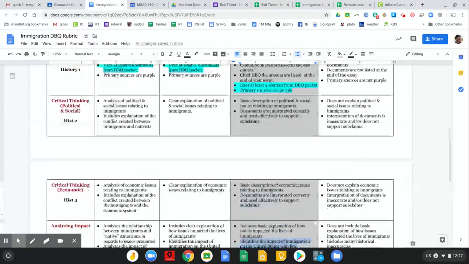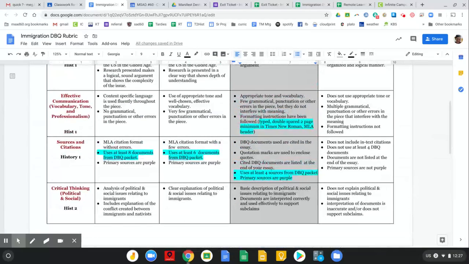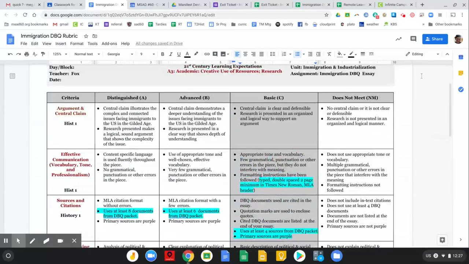As you can see, all 4 graduation standards are going to be covered. And if you have any questions about this, please check in with me.